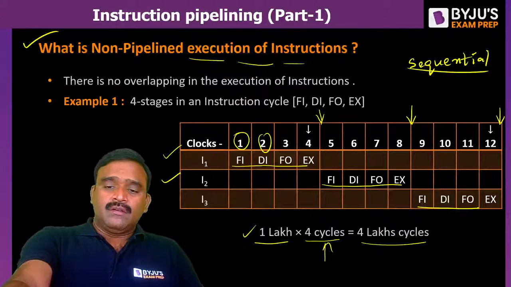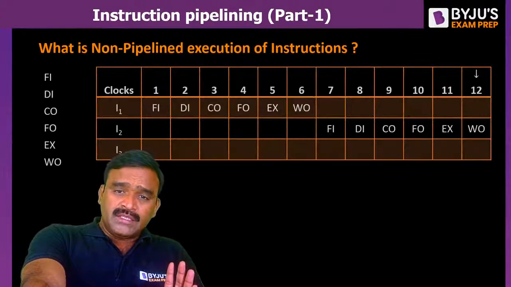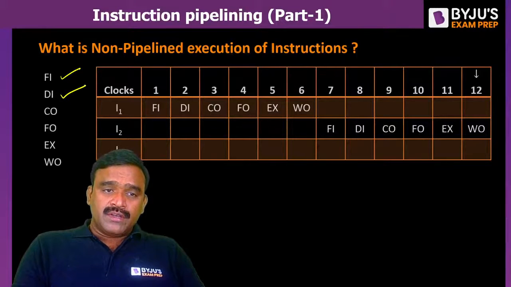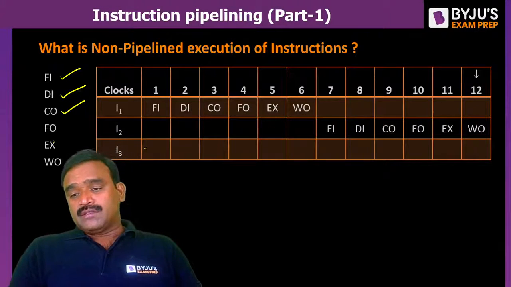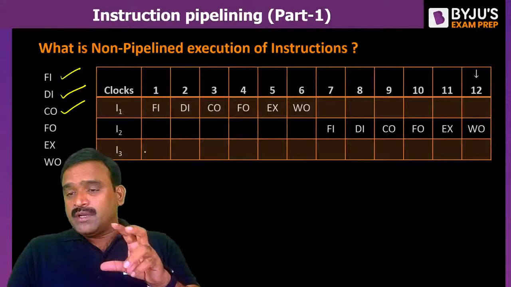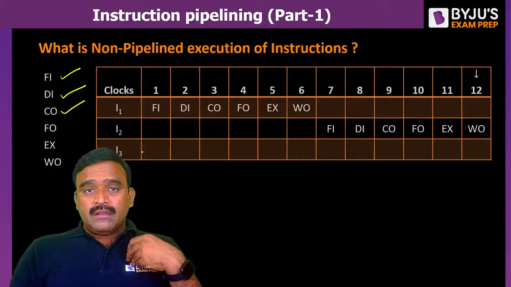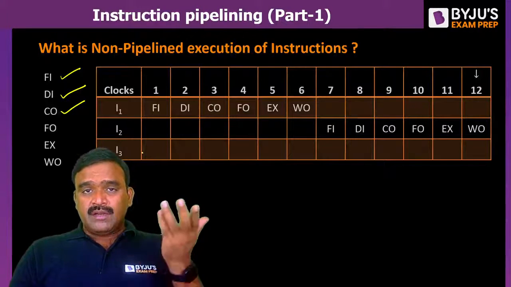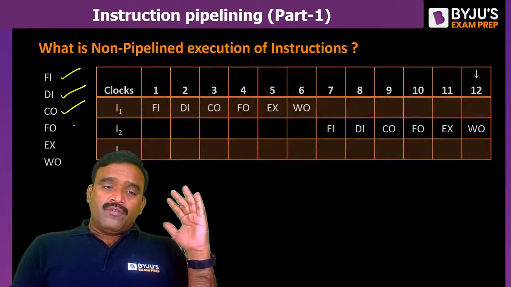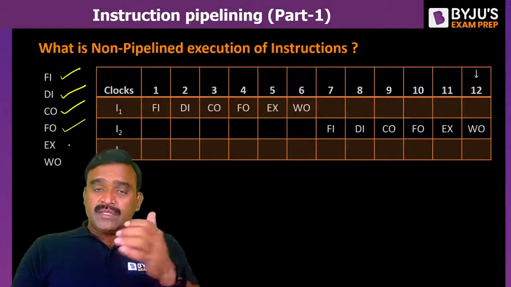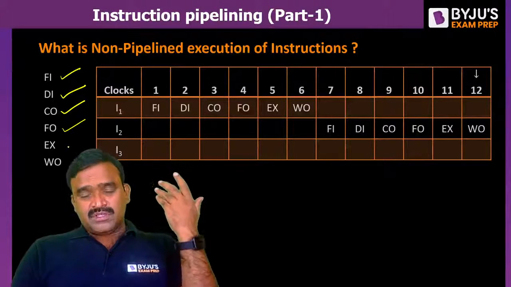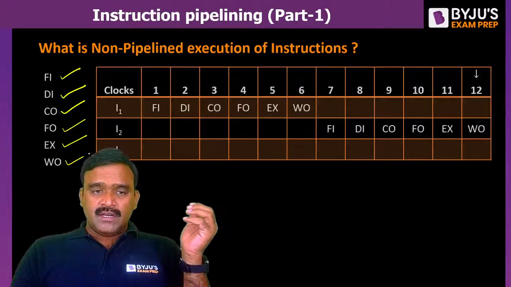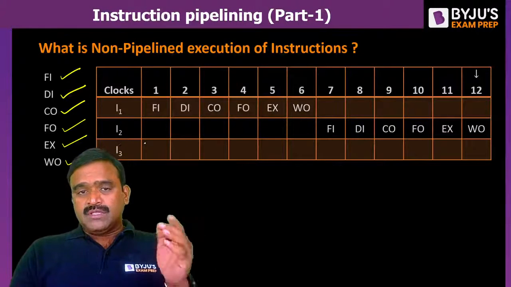Now, non-pipeline execution with 6 stages: fetching of instruction, decoding of instruction, calculation of operand address. Calculation of operand address means what? Can anybody tell me? It is finding the effective address of the operand, where it is available, whether in memory or in a register. After finding the effective address, we have to fetch the operand, meaning getting the data from memory or register wherever it is available. And then execute. Execute is performing the operation, and then write operand for storing the result. So these are the stages.